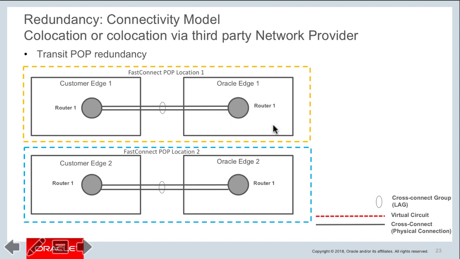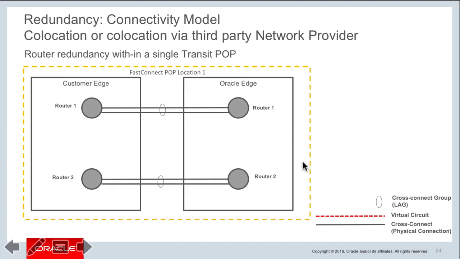So this gives you POP level redundancy. If one of the transit POPs goes down in one region, you still have connectivity across another POP. From a virtual circuit perspective, you can create a virtual circuit at each transit POP. So one BGP connection would be in the first transit POP and another BGP connection in the second transit POP. So you have redundancy on the transit POP level, and if one transit POP goes down, you'll have another connection available in the other transit POP.